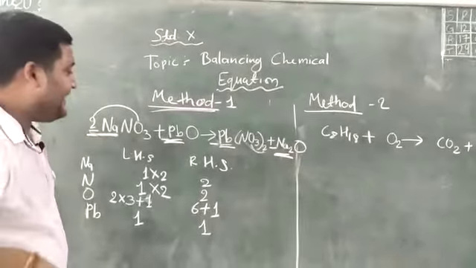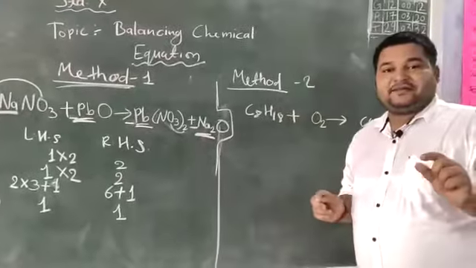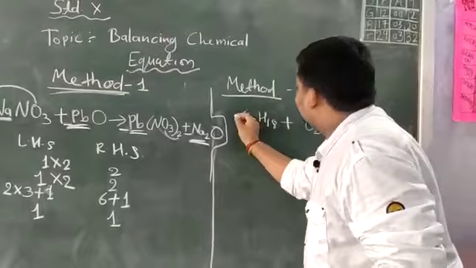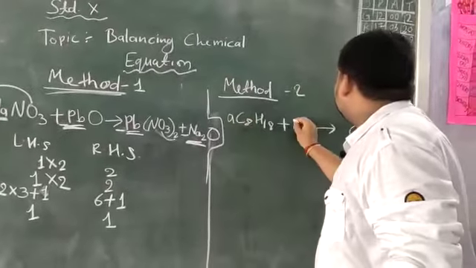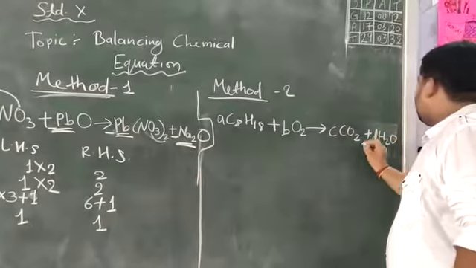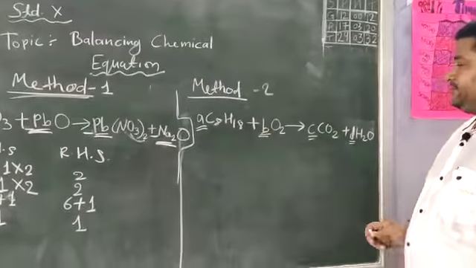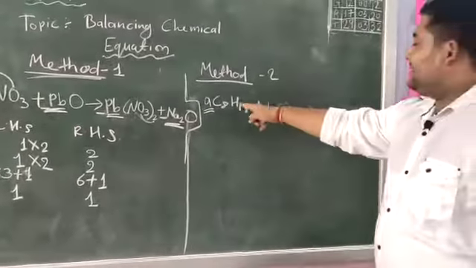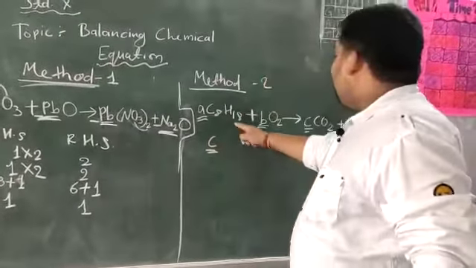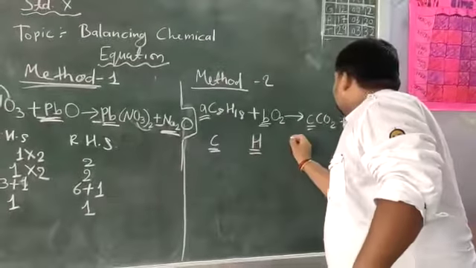Now we'll see the second method. It's a very easy method, that is called the mathematical method. How can you do it? Put here A, put here B, put here C and here D. See clearly, it's a very easy and very good method for you. Okay, so what you have to do? Carbon, write here carbon. Hydrogen, write here hydrogen. Oxygen, write here oxygen.